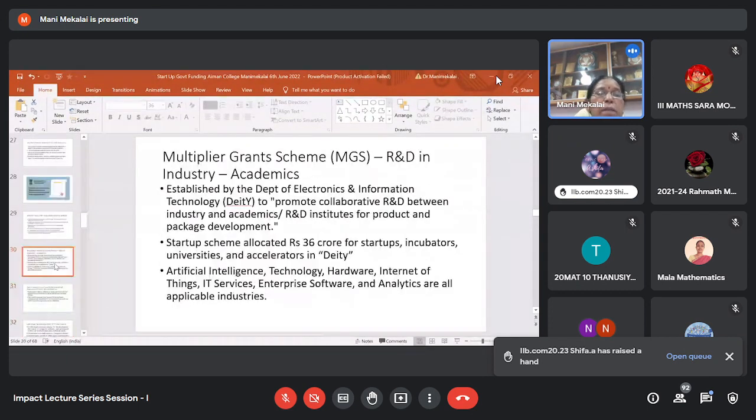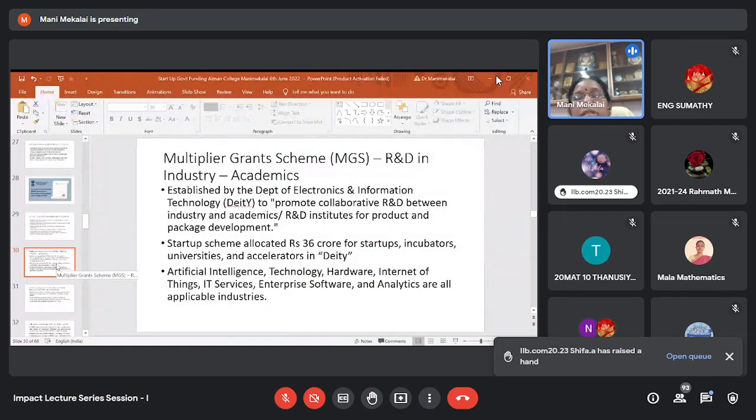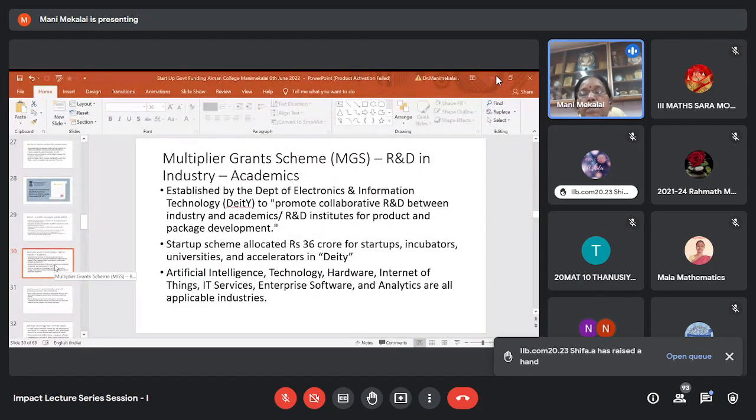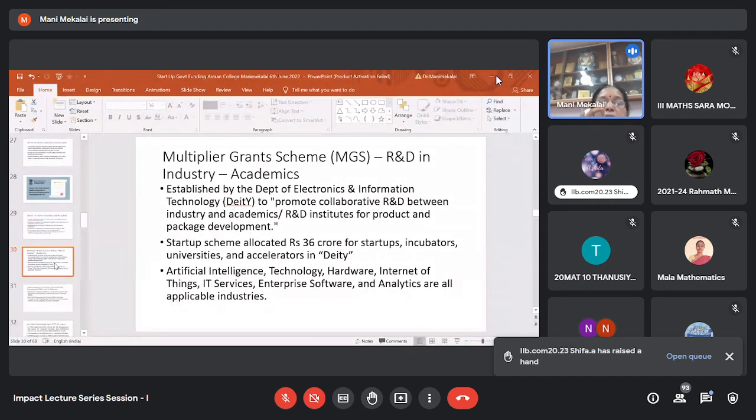Another scheme is called the Multiplier Grant Scheme. This is basically for research and development, industry, and academics. So now I can tell this program is one such program, like the Government of India through the Ministry of Education sponsored this awareness program. And if anybody is interested, you can come out with the product idea or process, then you can apply for this. What is called the Department of Electronics and Information Technology.